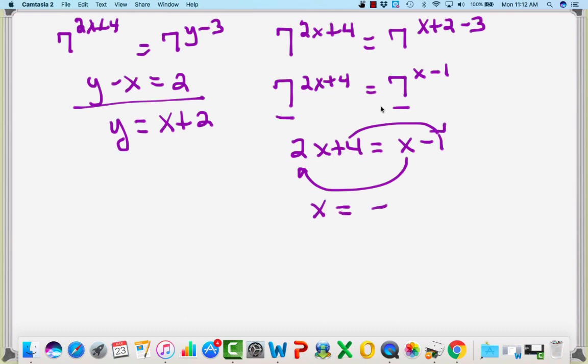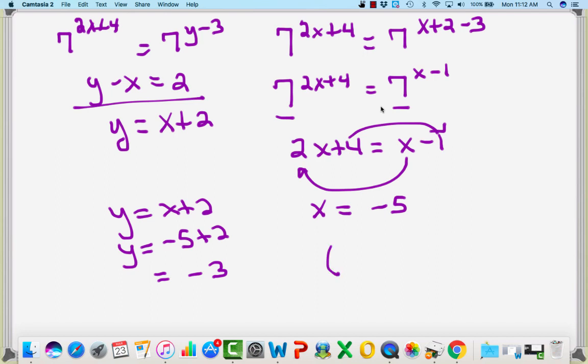But then my equation for y is y equals x plus 2. So if I put in negative 5 plus 2, I get negative 3. So my solution is negative 5, negative 3.